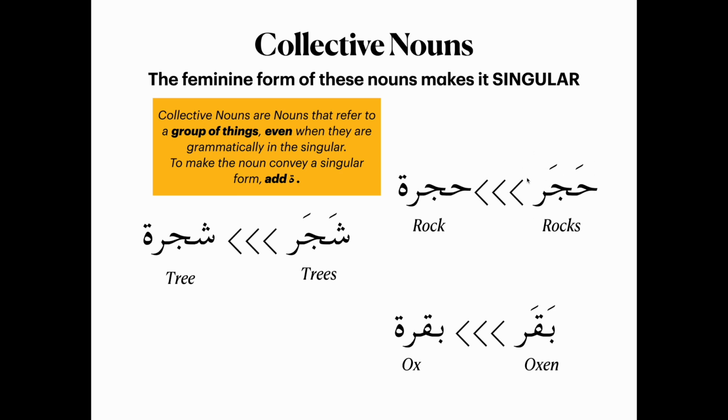Hajar is rocks, and hajara with ta marbuta makes it rock, like one singular rock. Needless to say, with this ta marbuta, it is feminine. So make your adjectives agree in the feminine gender, according to this. And all these other ones are going to have that same kind of logic to them as well. So I'm not really going to take the time to explain each word.